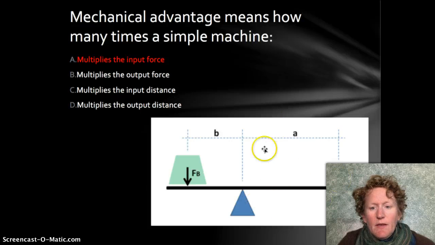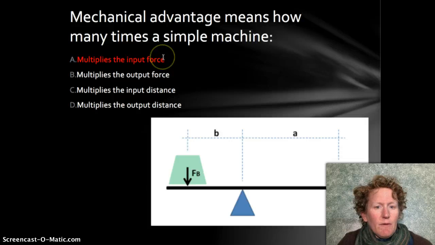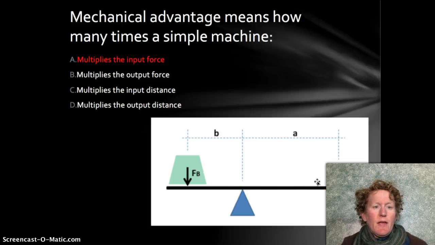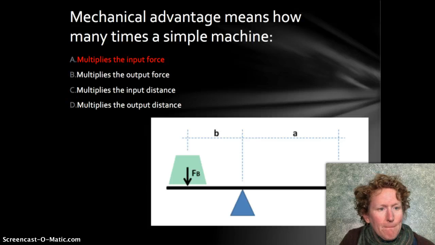This side is going to have the best mechanical advantage because it multiplies the input force across this distance. You'll have more distance here on this side of the lever, so you're going to have more input force than if you push down here.